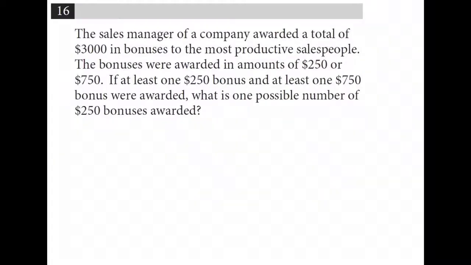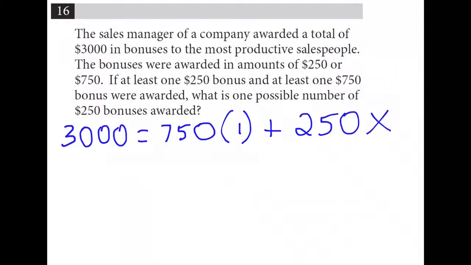Number 16. The sales manager of a company awarded a total of $3,000 in bonuses to the most productive salespeople. The bonuses were awarded in amounts of $250 or $750. If at least one $250 bonus and at least one $750 bonus were awarded, what is one possible number of $250 bonuses awarded? The good news is, because this is a bubbling answer, there's actually more than one correct answer. We only need to find one of them and then we can stop.